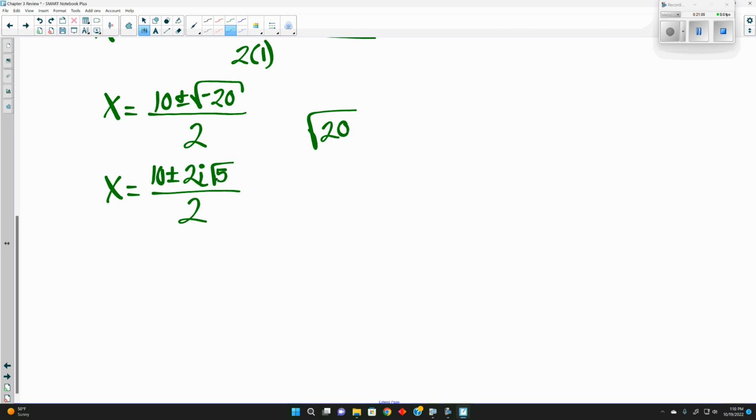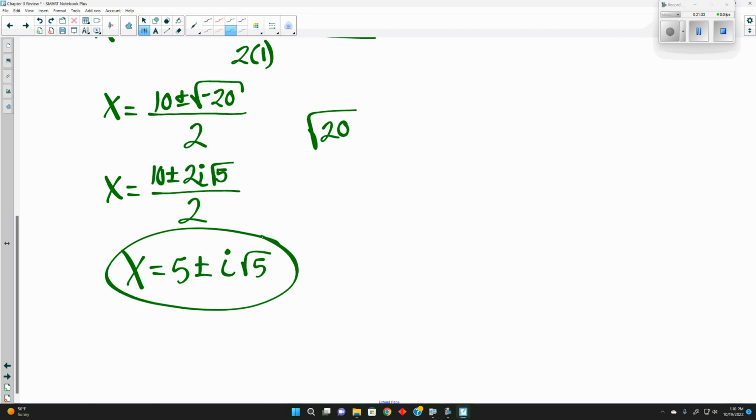Now I want you to be able to get at least to here, and I will give you pretty much every single point for this. But can we reduce this? Are all three numbers, the 10 and 2 in the numerator and the 2 in the denominator, all divisible by 2? So we can simplify this. 10 divided by 2 is 5, and 2 divided by 2 is 1, so we just have i square root of 5. So this here is our solution. Most likely, I'm being lenient on not simplifying.